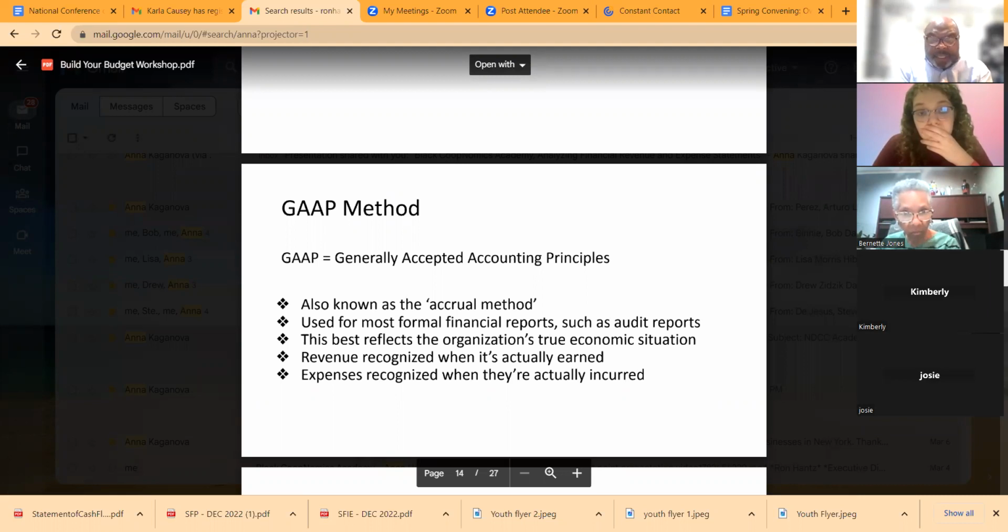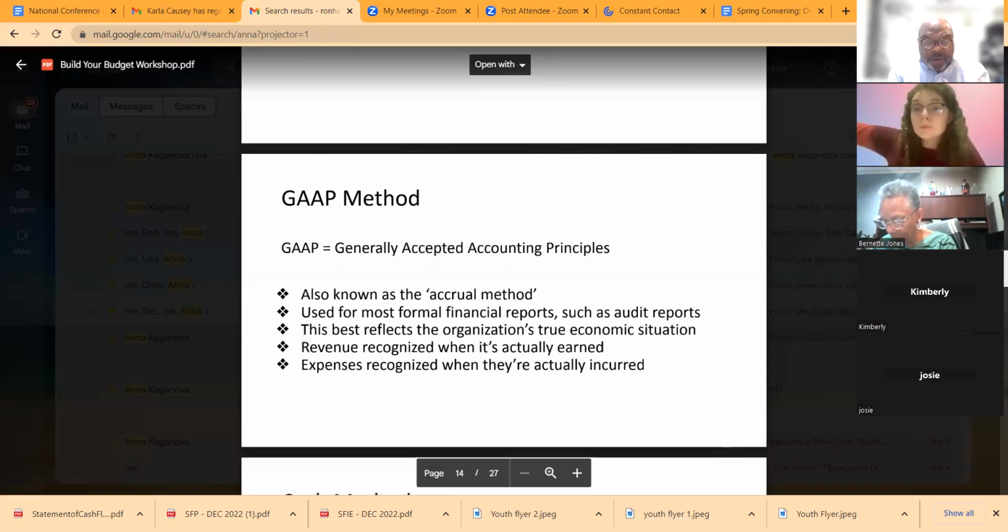But again, write that question down, and we'll have Miss Davis go over that, and she'll be on board in the next couple of weeks. But I wanted to at least get some of this down today. So anyway, revenue is recognized when it's actually earned, and expenses are recognized when they're actually incurred.